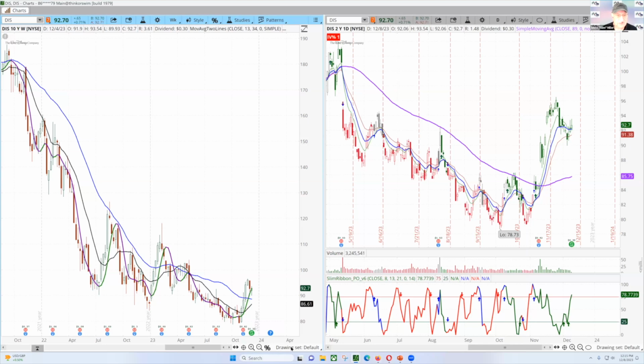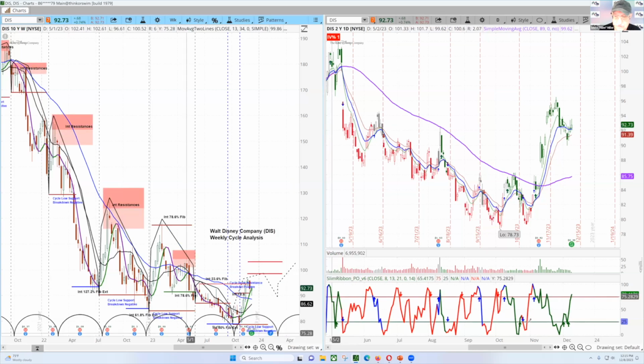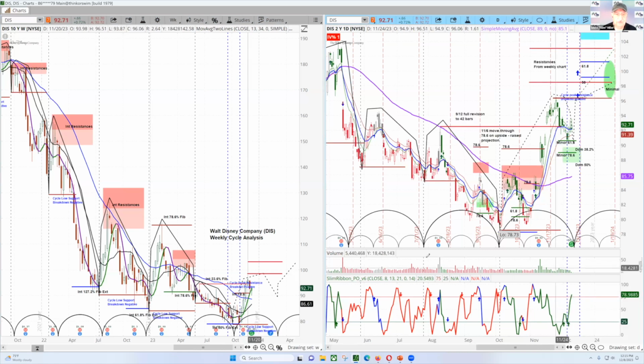So this is what a standard chart looks like with people that have moving averages on it. I just wanted to show you the blank before we put our artistic work on there. All four of us do this. And here is the weekly chart as I now put on the cycle analysis. I'm going to move over to the daily chart and put that cycle analysis on there. And this gives us an absolute wealth of information.